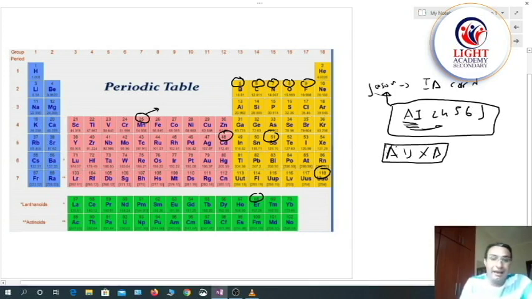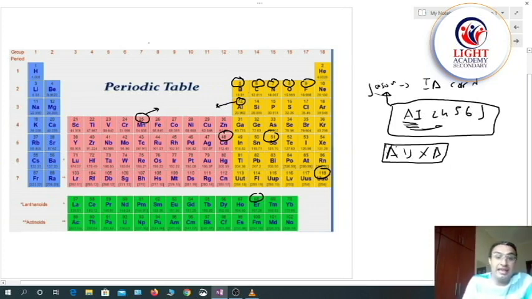Like this, every single element in the periodic table has a unique proton number. For example, if I say aluminium, the proton number is 13. In the periodic table, among all the elements, aluminium is the only one which has the atomic number, or proton number, 13. That is very important.